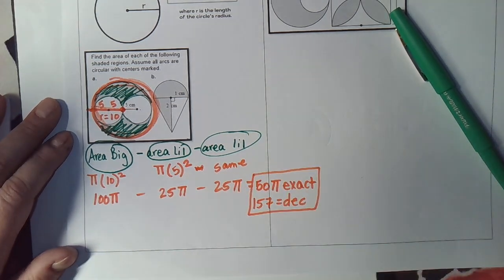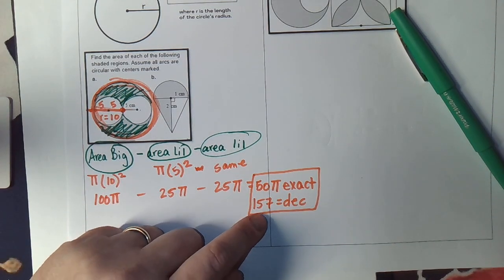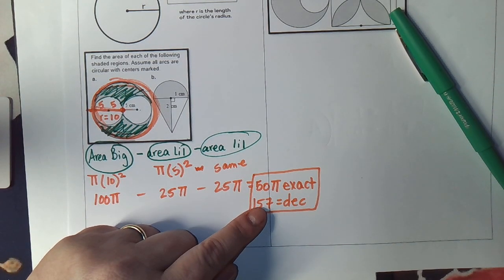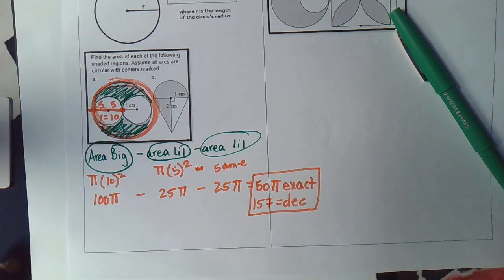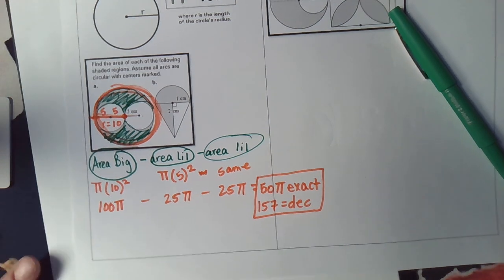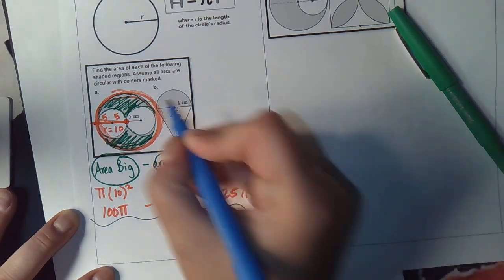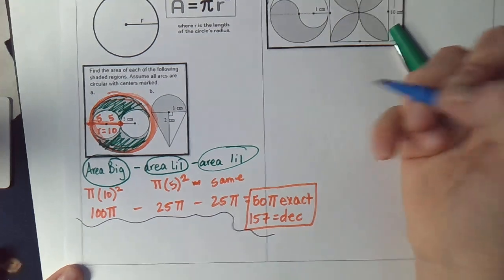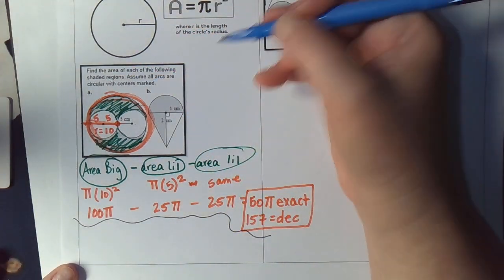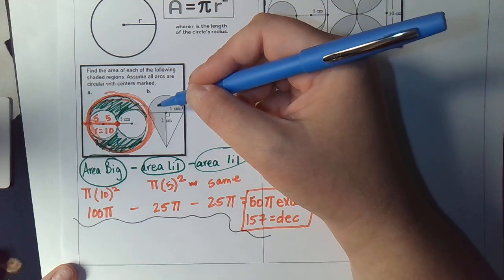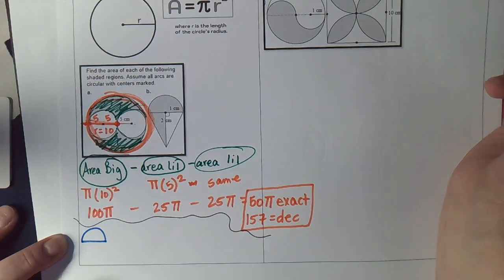So if they ask for the word exact, leave the pi. If they don't, then put the whole thing in the calculator and use 3.14 or the pi button for pi. Okay, let's look at part B. Part B, we want only the shaded region.